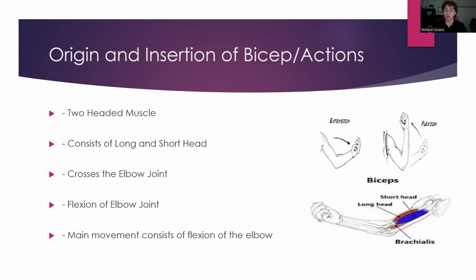The action of the biceps muscle is flexion at the elbow, which means that it causes the forearm to move towards the upper arm. Now, this movement occurs mainly when the muscle contracts or shortens, which pulls on the tendons that attach to the radius bone in the forearm.